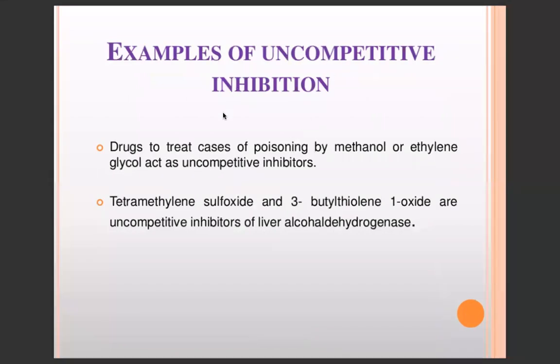Example of uncompetitive inhibitor: when you treat methanol and ethylene poisoning by giving what drugs? The drugs which are used in treating poisoning of methanol are an example of uncompetitive inhibitor. I think the drug name is flumazenil.